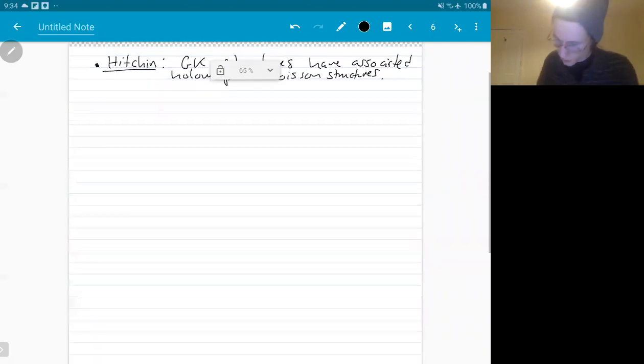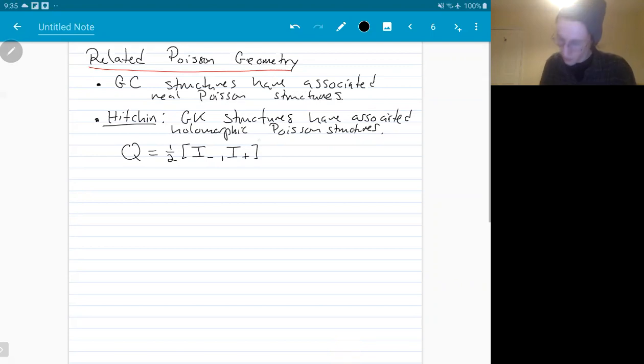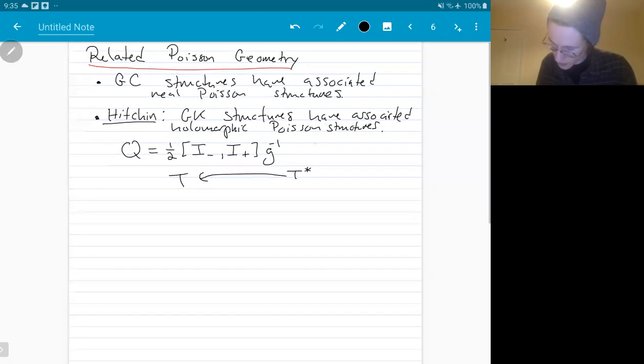So this is sort of interesting how it works. First of all, we can define the following tensor. We're going to take the commutator of I plus and I minus and compose it with the metric. So this is something that goes from T star to T. And it's a fact that Hitchin shows that this is a real Poisson structure.